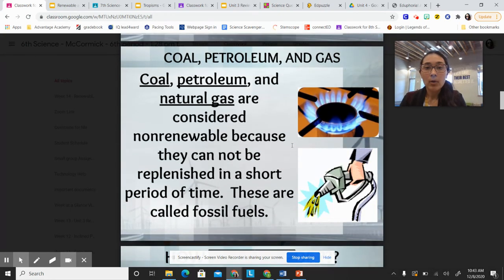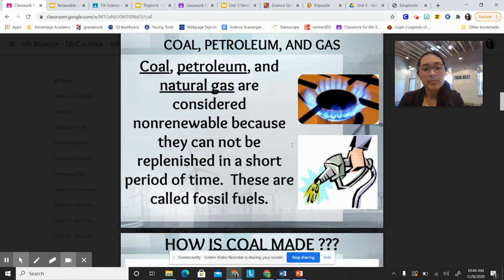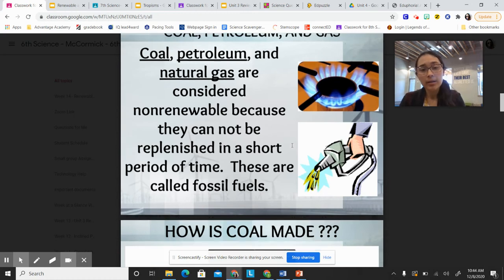Okay. Coal, petroleum, and gas. So this is kind of like our gasoline, coal-powered. A lot of things are coal powered. So they're considered non-renewable because they cannot be replenished in a short period of time. These are called fossil fuels, and we use a lot of fossil fuels for energy. Oil, gas stoves, natural gas. So a lot of our houses are heated by that. But they are non-renewable, meaning once we use them, they're gone.